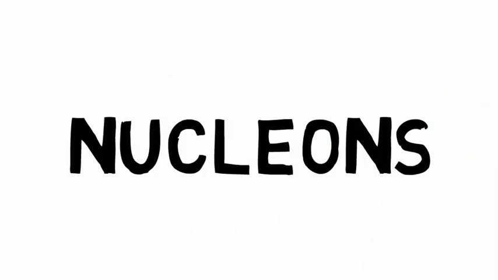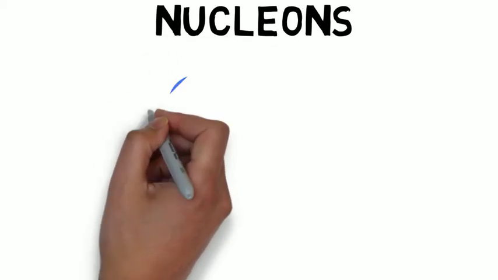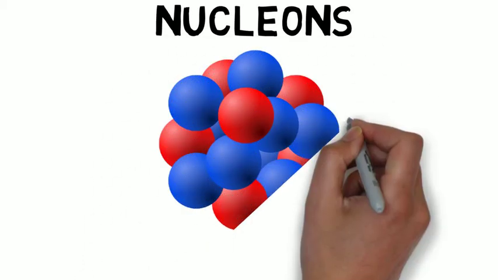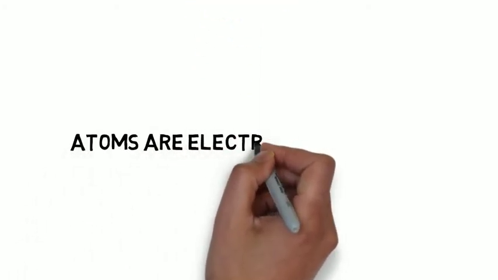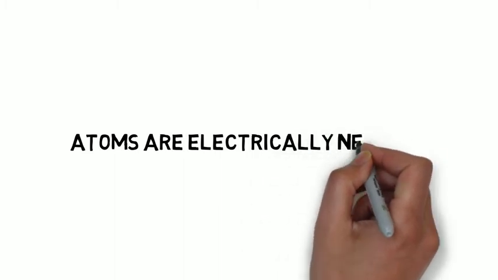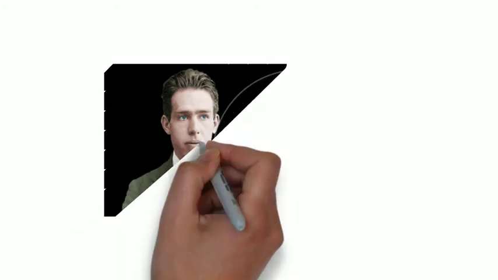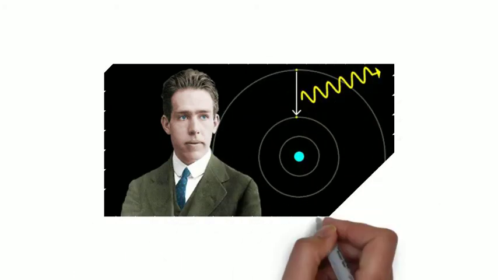Protons and neutrons are collectively called nucleons. Electrons are negatively charged and located around the nucleus, and an atom has the same number of negatively charged electrons as it has positively charged protons in the nucleus, therefore atoms are electrically neutral. The electrons are located in definite paths around the nucleus called shells or orbits.